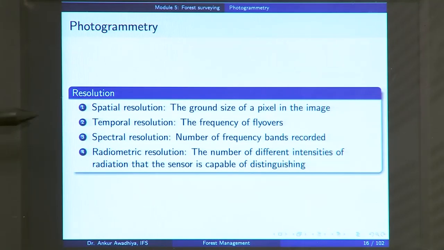Now, third is the spectral resolution. Now, spectral resolution is the number of frequency bands that are recorded. So, how many frequencies are you recording? Are you taking a black and white image, in which case you have only one band? Are you taking a color image, in which case you have got three bands, red, green and blue? Or are you taking even more number of bands? Say in a multispectral image, you are looking at what is the red value, green value, blue value, near infrared, middle infrared, far infrared, probably ultraviolet band as well, and so on. So, more the number of bands, more is the spectral resolution.